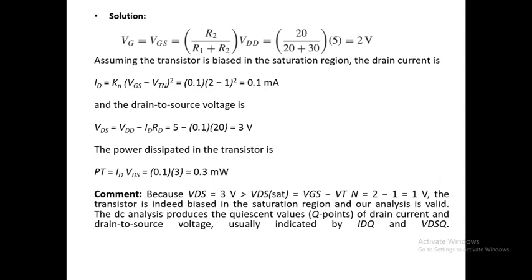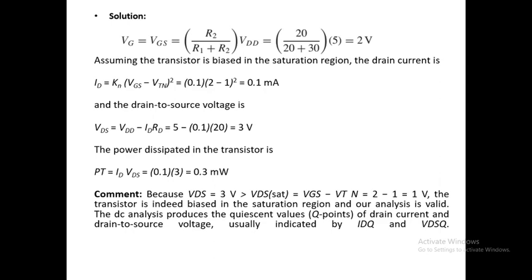So we'll assume the transistor is biased in the saturation region. Apply the equation of current for the saturation region. ID is equal to Kn (VGS minus VTN) squared. If you put the values, you will get ID is equal to 0.1 milliampere. And the drain to source voltage VDS is equal to VDD minus ID RD. So we will get VDS is equal to 3 volt. Power dissipation is calculated as ID into VDS. So 0.1 milliampere into 3, that is 0.3 milliwatt.